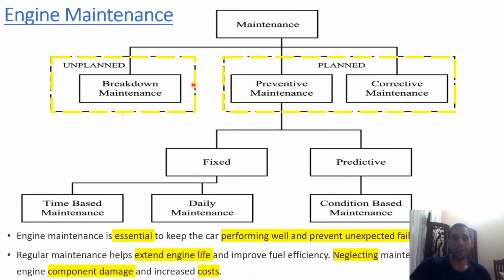For engine maintenance, the maintenance can be divided into two main parts, planned as well as unplanned. For the planned one: preventive, corrective, or even the fixed one, which is daily maintenance, time-based maintenance. For any type of maintenance, maintenance is essential to perform well and prevent unexpected failure of our engine, as well as helping to extend our engine life.